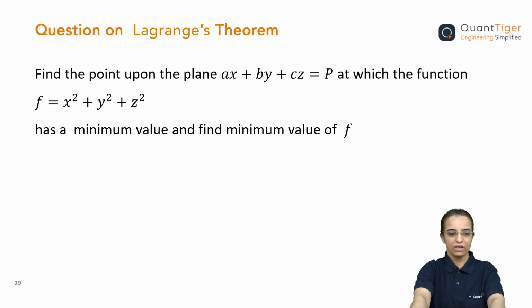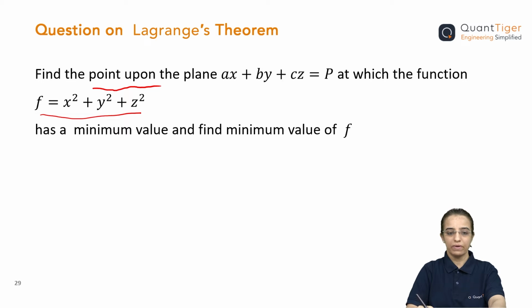Now let's start with some question examples which will make your understanding clear how we can solve this kind of question. Find the point upon the plane ax plus by plus cz is equal to p at which the function f is equal to x square plus y square plus z square has a minimum value, and find the minimum value of f. So if you read it carefully, they are asking us for the minimum value of this function.